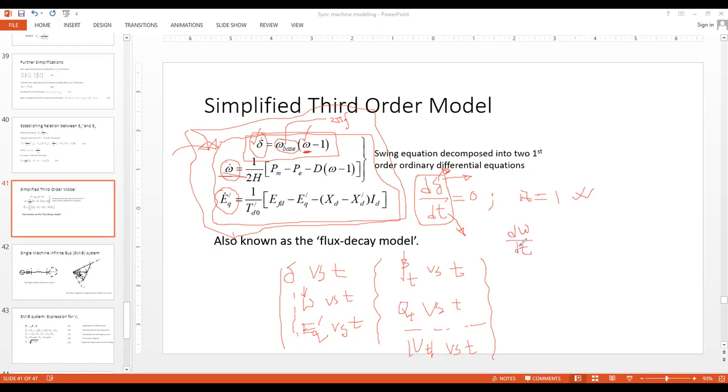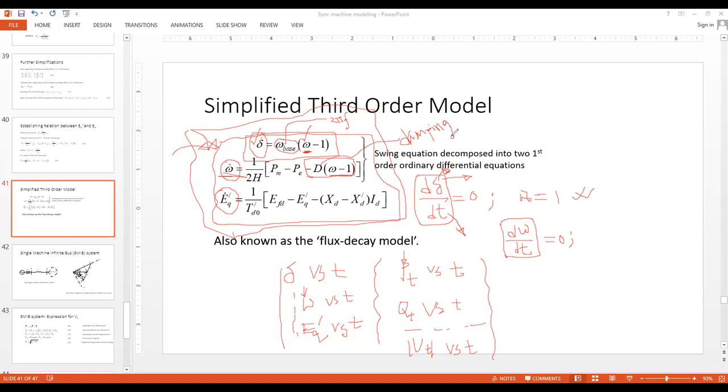Let's try to use the second one and extract some more information about our system. We also make it equal to 0 because it is a steady state. What will happen to this in steady state? We already found that in a steady state, omega is equal to 1. So this part would go to 0. So in a steady state, there is no damping effect. You see, this D is the damping coefficient, or damping power coefficient, whatever you say.